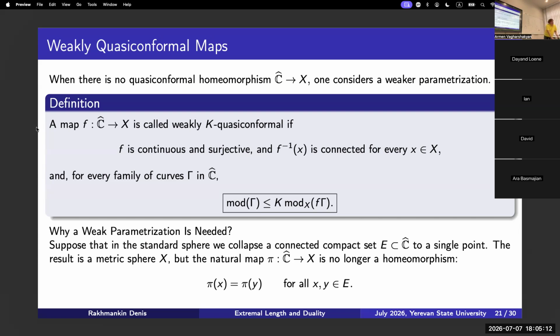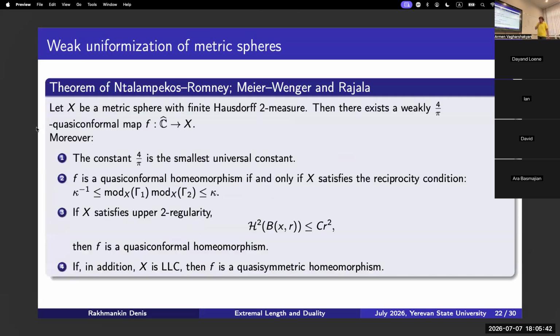But my question is different, because the example that you gave is in the metric surface setting, and there collapsing a point works. I'm asking whether there is any weak quasi-conformal map between domains in the complex plane which is not quasi-conformal. Does there exist any such map? Because once you have a domain in the complex plane, you cannot apply this trick of collapsing. Okay, I got it. I think no, but let me understand.